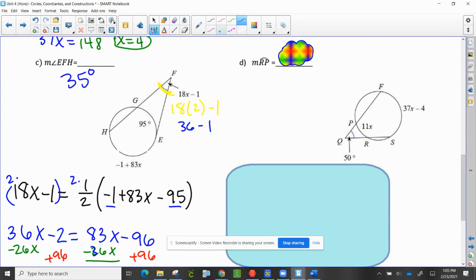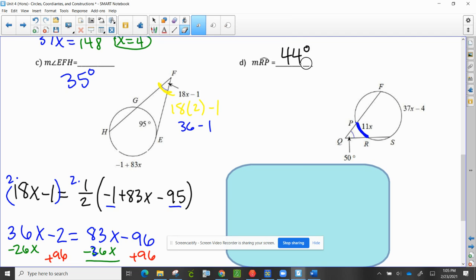I want you to find the measure of arc RP. So set it up. You have your angle here, 50 degrees, equal to 1/2 your far side minus your near side. Solve for x, and then once you're done, plug it into this arc and find what arc RP is.